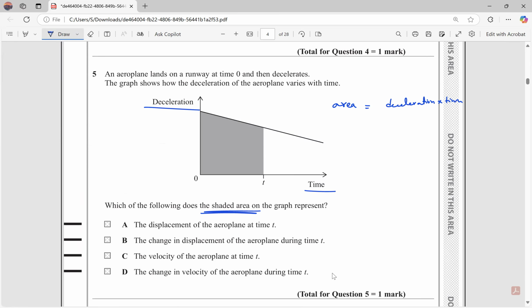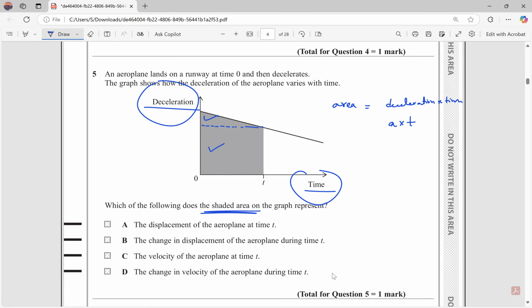Of course, when you do it mathematically, you would have to divide it into two shapes. There is this triangle, so the area of a triangle plus the area of this rectangle. But in any case, it would be these two things multiplied by each other. Now, let's just write them in symbols to make this somewhat simpler. So we're basically multiplying deceleration, symbol is a, with time.